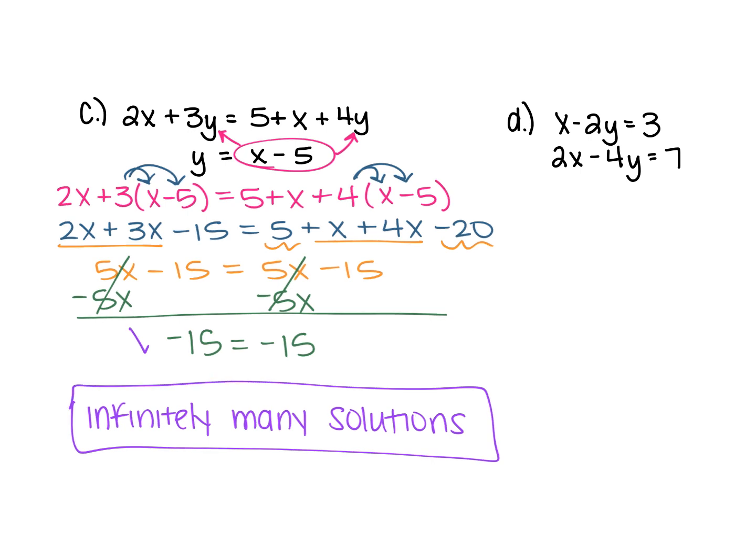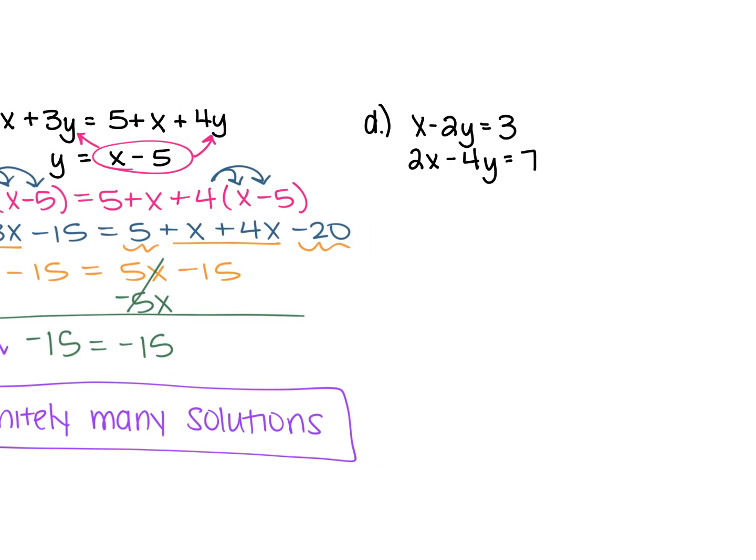If you get a true statement like this, we say that it's infinitely many solutions. On the contrary, if you get something that's a false statement, so the variable that you're working with ends up canceling out, and you get something like 2 is equal to 6, that's a false statement, so it would be no solutions. So just like I said, the opposite of this.